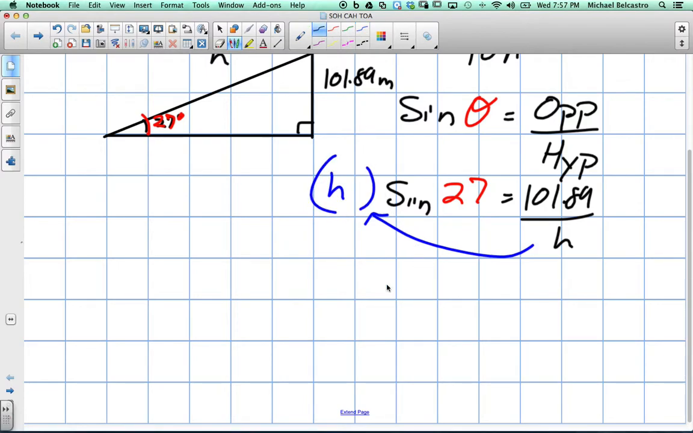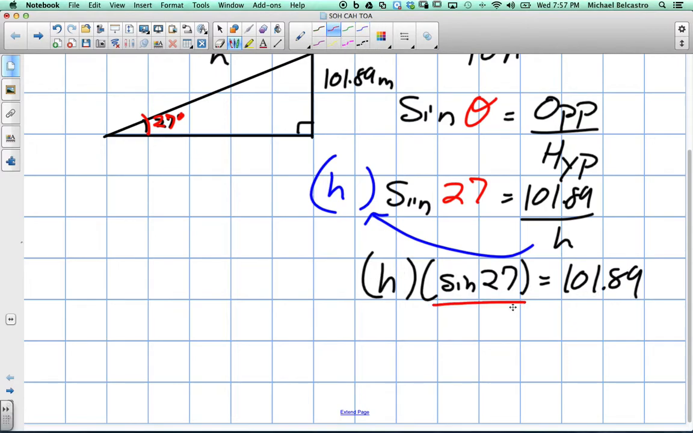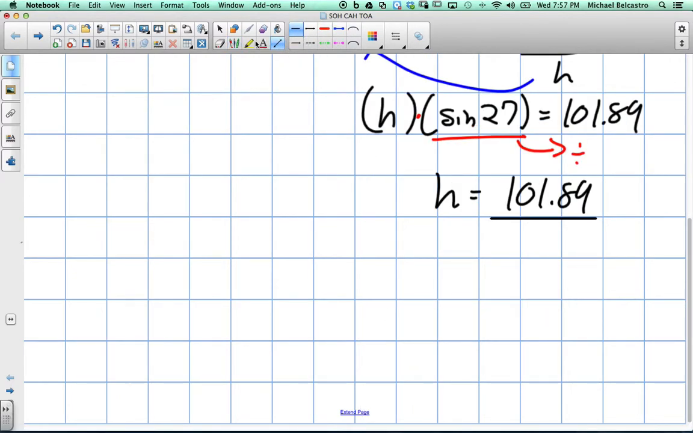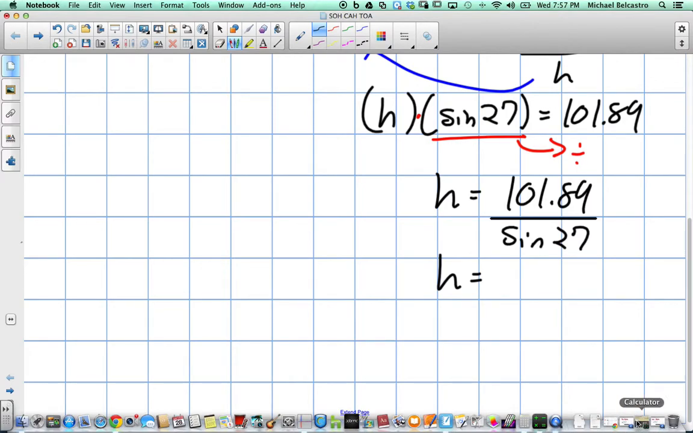Let's rewrite that. It becomes h times sine 27 equals 101.89. How do I isolate for h now? If I have this sine 27 over here multiplied by h, what does it need to do? Divide. That's right. So h equals 101.89 divided by sine 27. We're going a little faster because we just did the tan and cosine ratios. We put this in our calculator and it'll tell us our hypotenuse.